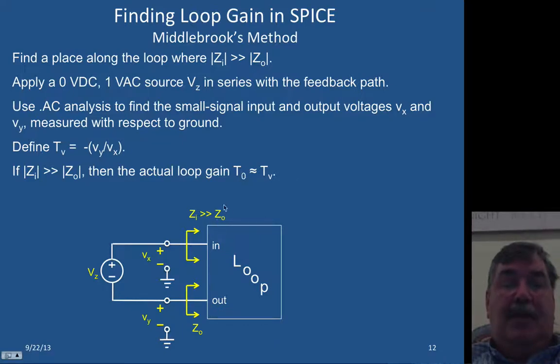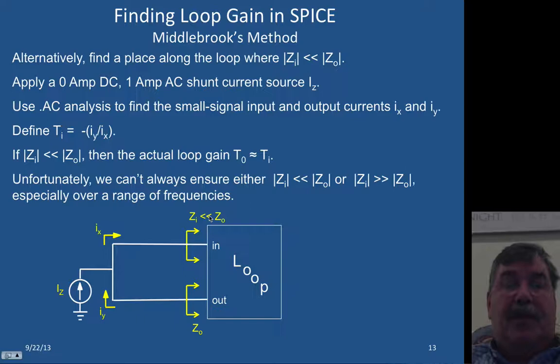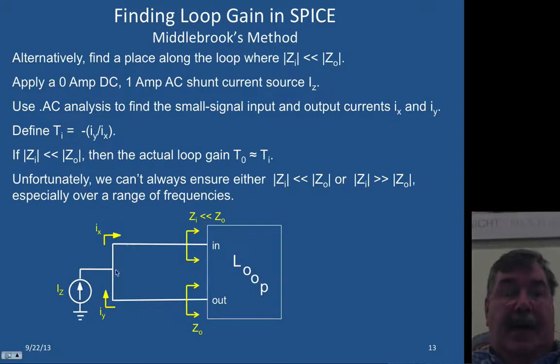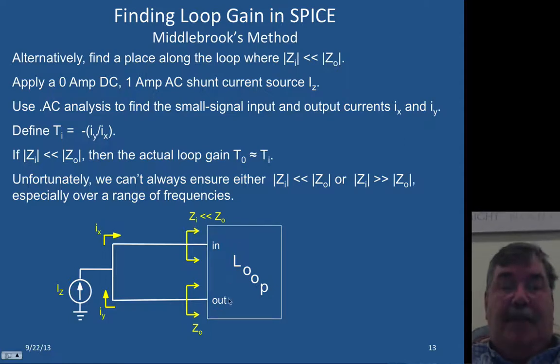It's not always easy to make sure this holds over all frequency. Maybe you can find a place in the circuit where the impedance looking into one part is much less than the impedance looking into the other part. If you do that, you can use this alternate version.